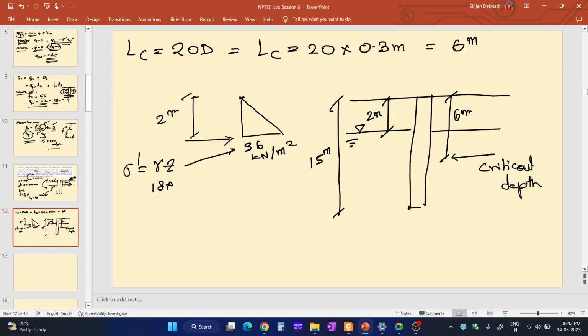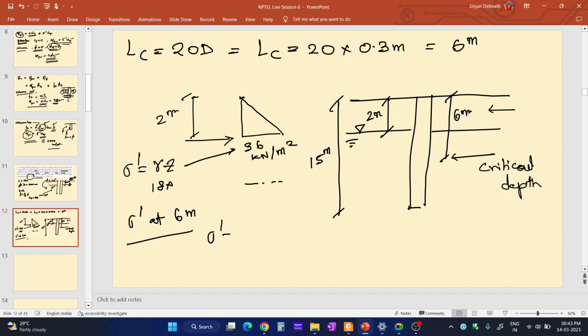Okay. So here there is water table. So let me just find out the overburden pressure at the critical depth, which is at a depth of 6 meter from the top of the soil. So what will be the overburden pressure at critical depth, that is 6 meter? This part is dry, or maybe partially saturated, we know the unit weight of this part, which is 18.